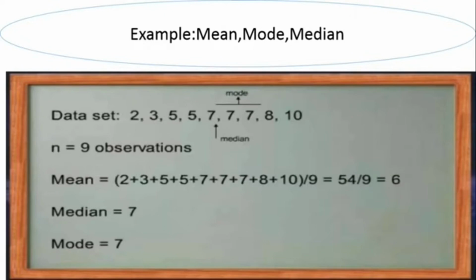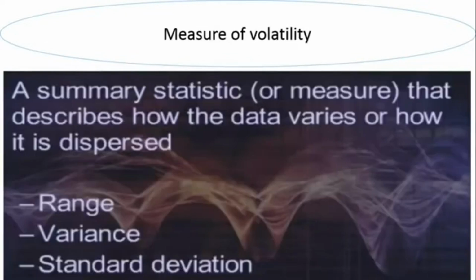So the mode is 7. After the measures of central tendency, we can look at the measures of volatility, a summary statistic or measure that describes how the data vary or how they are dispersed. So we have the range, the variance, and the standard deviation to measure volatility. The range of a set of measurements is the difference between the largest and the smallest measurement.